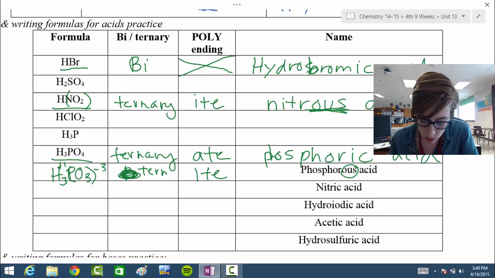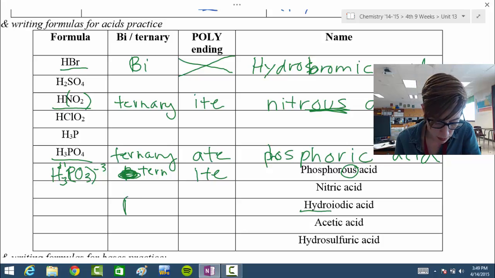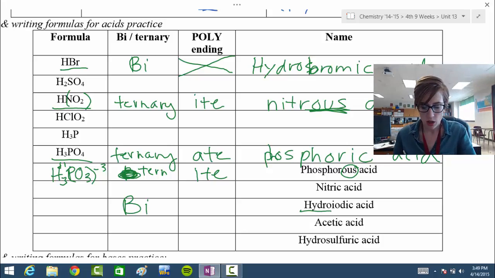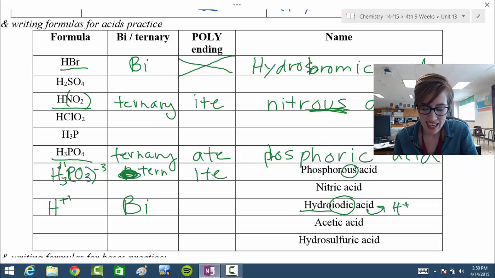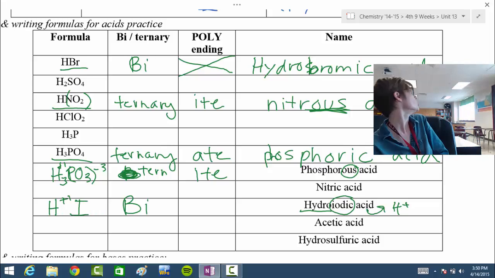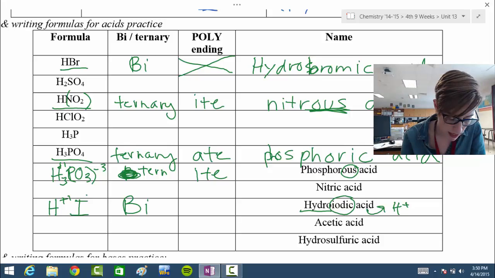Okay, let me do another one. This one has a hydro in front of it, which means it's a binary acid, which just means it's this element plus H, because acid stands for H. So it's H, which is a +1 charge, and then iodic stands for iodine. So I'm going to put iodine here, and iodine is in group 17, so its charge is -1.